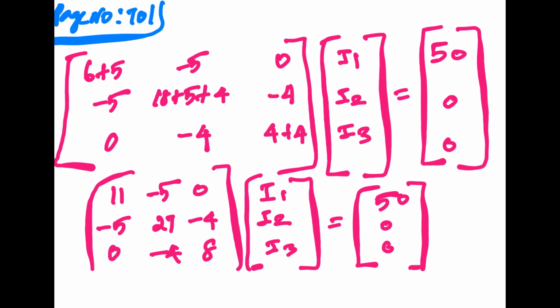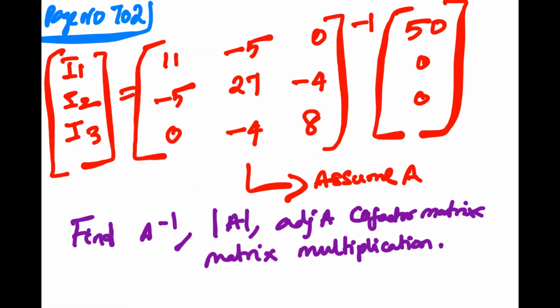Form the matrix format. Mesh 1 contains 6 and 5, so 6 plus 5. Mesh 2 contains 18 and 5 and 4, so 18 plus 5 plus 4. Mesh 3 contains 4 plus 4, that is 2 elements. Cross elements: first and second meshes common element 5, put minus 5. And second and first meshes common element 5, put minus 5. First and third common element 0, put 0. And common element for second and third is 4, put minus 4.